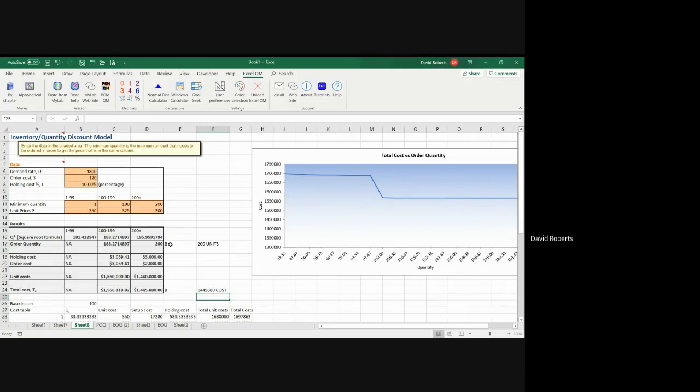But your total cost is what you care about. And your total cost is lower if you order 200 units at a time than if you order 188 because of the quantity discount. By going from ordering 100 to 200, you save $25 a unit, and that more than offsets the increase in holding costs and ordering costs.